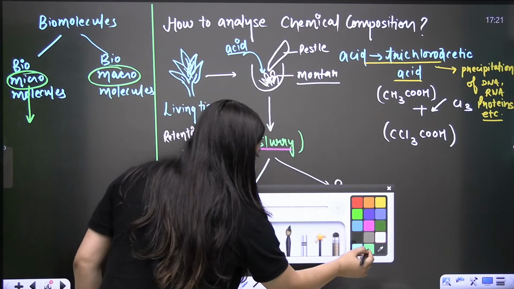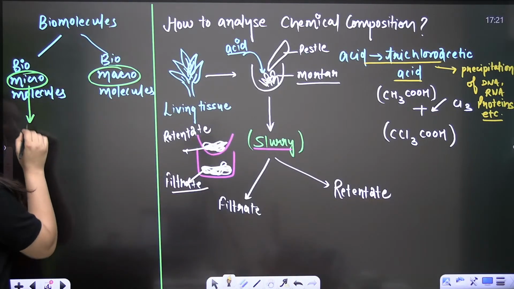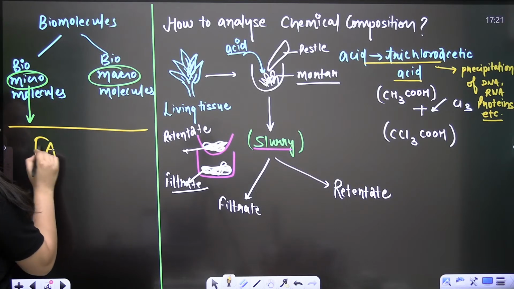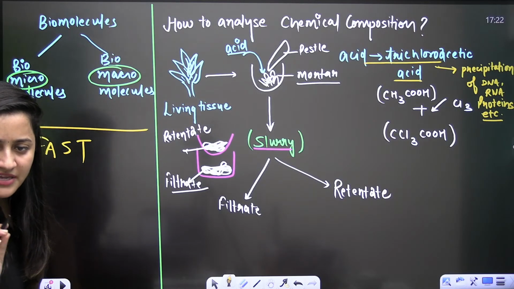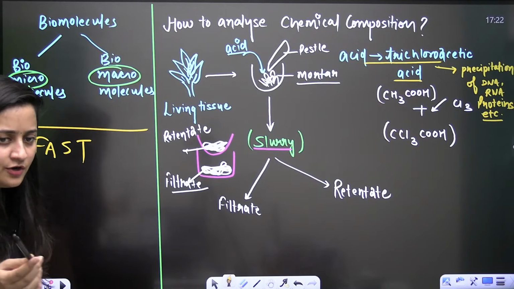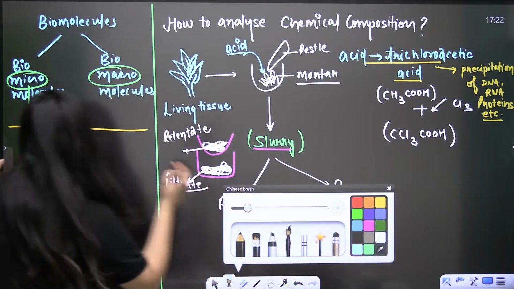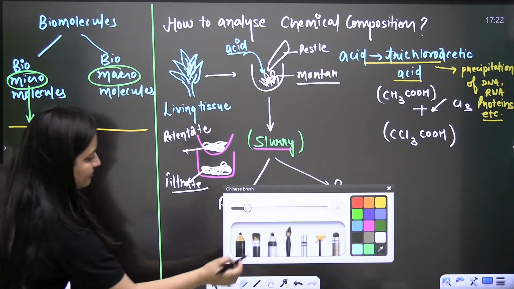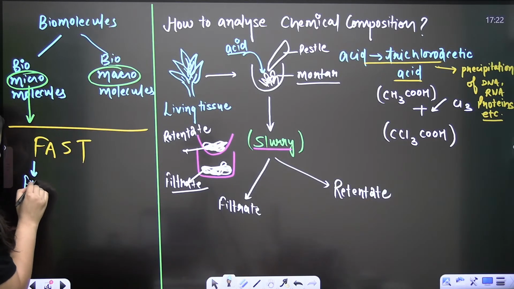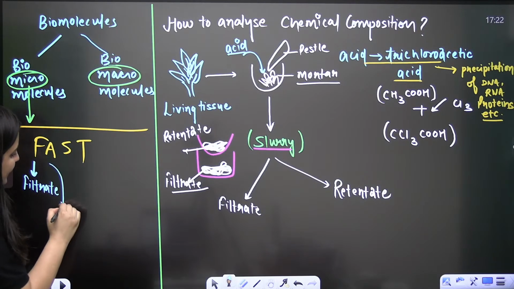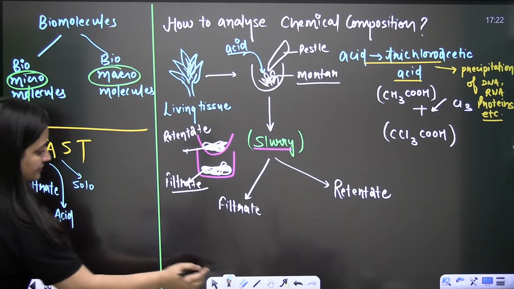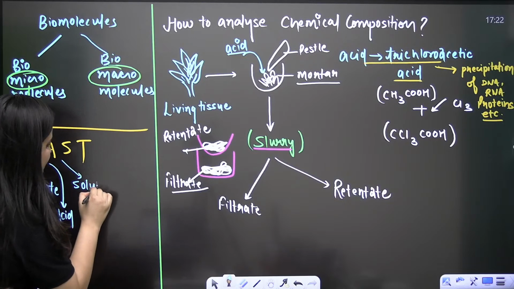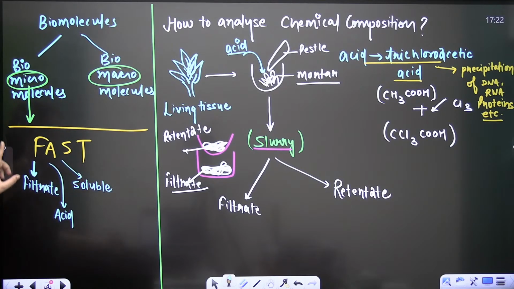Now, there is one trick that you need to remember here. The trick is FAST. Everyone, write this down in the chat section and be quick. It will be shared today. F stands for filtrate, A stands for acid, S stands for soluble, and T stands for nothing. So FAST: filtrate is acid soluble.